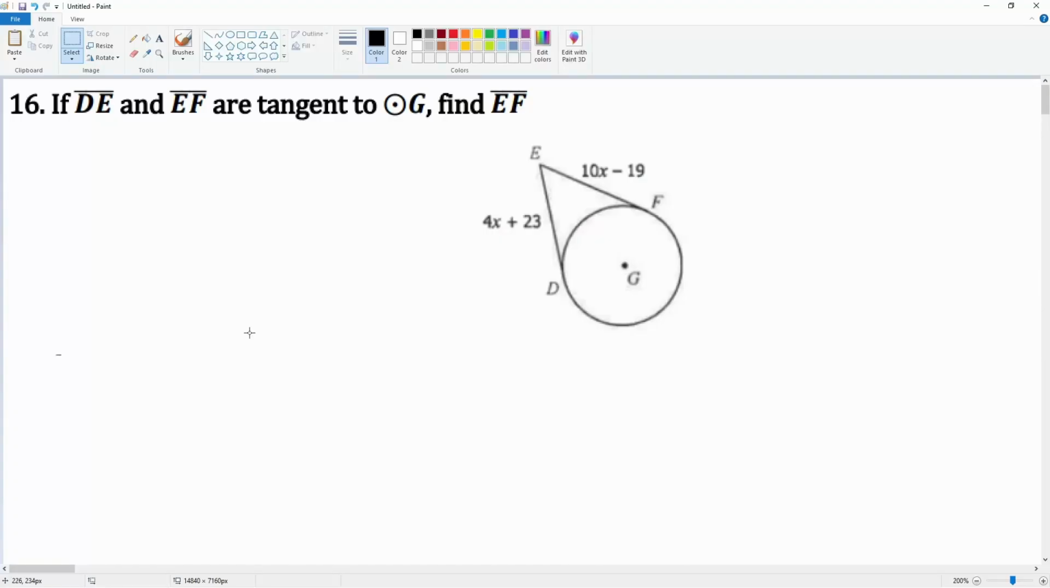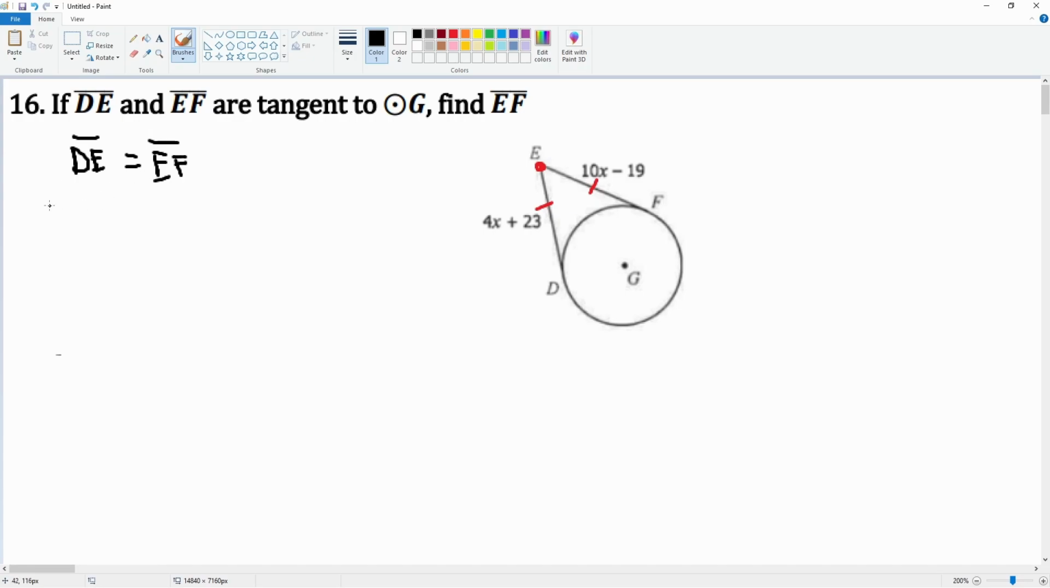This is number 16 here. We know that line DE and EF are tangent to that circle of G. Find EF. Well, if these two are tangents, then they have to be congruent, because tangent lines coming from the same external point of E are congruent. So we can say that line segment DE is equal to line segment EF.